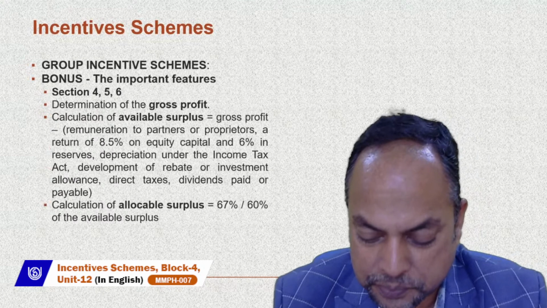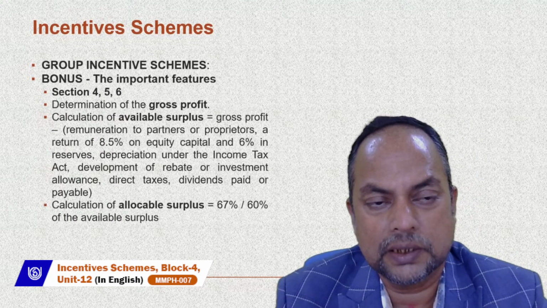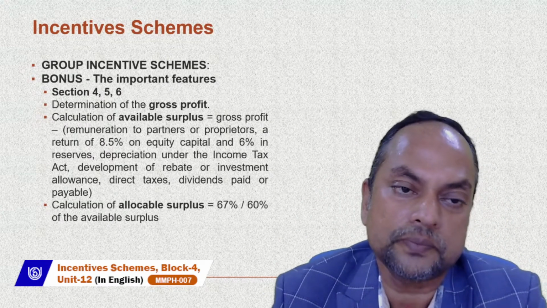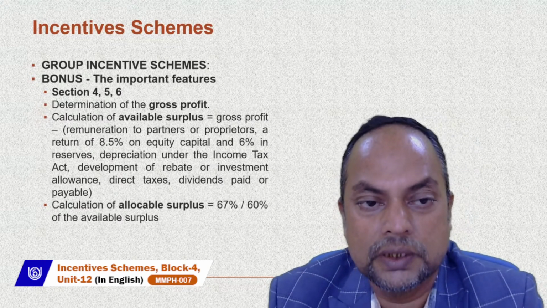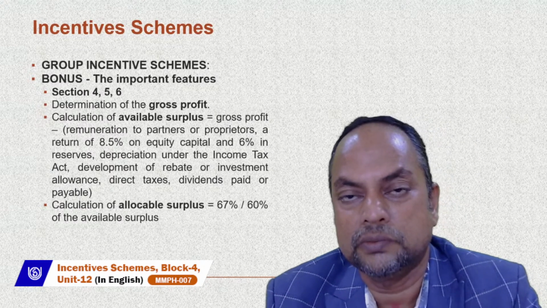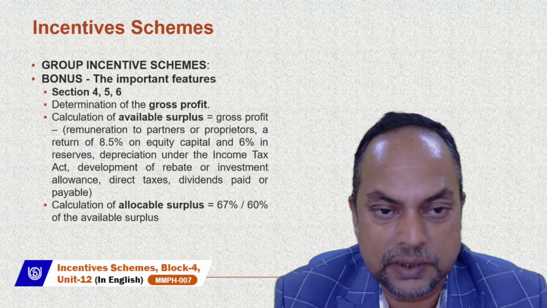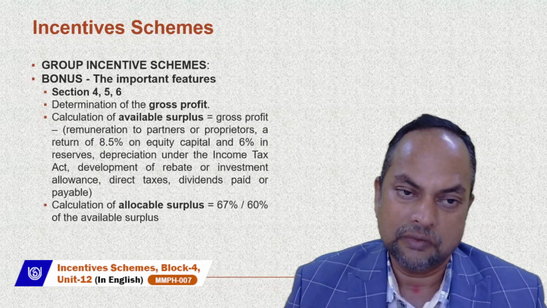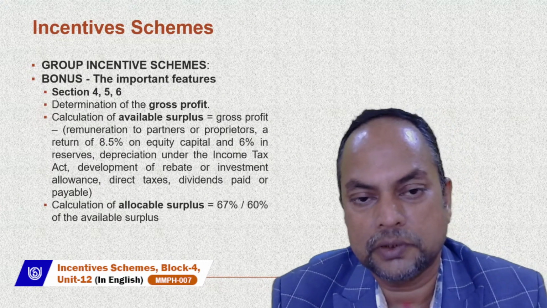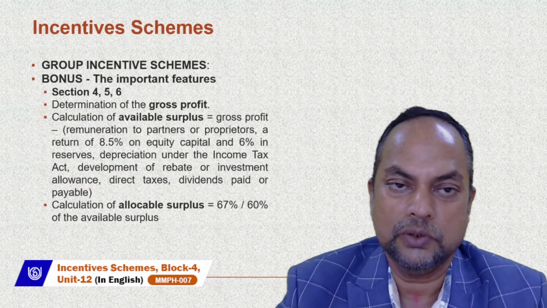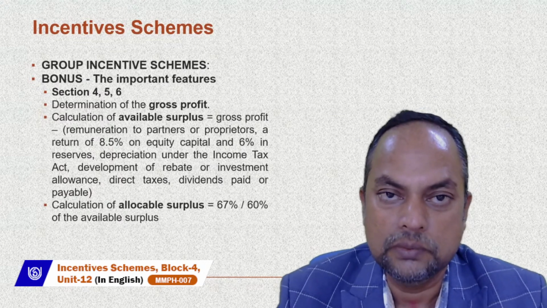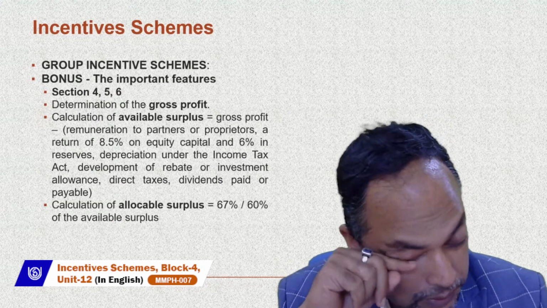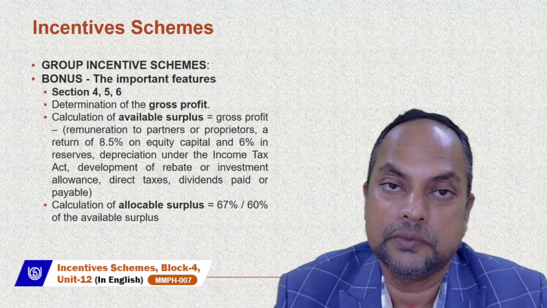So the important provisions, as I said, this profit sharing scheme or this bonus has to be paid out of the profit only. So determination of the gross profit is the first step towards the calculation of bonus itself, right? And we do have three terminologies. One is gross profit, second one is available surplus, third one is allocable surplus. First step is to find out the gross profit. Second step is to go for the calculation of available surplus. Available surplus is the surplus which is available for the payment of bonus, right?